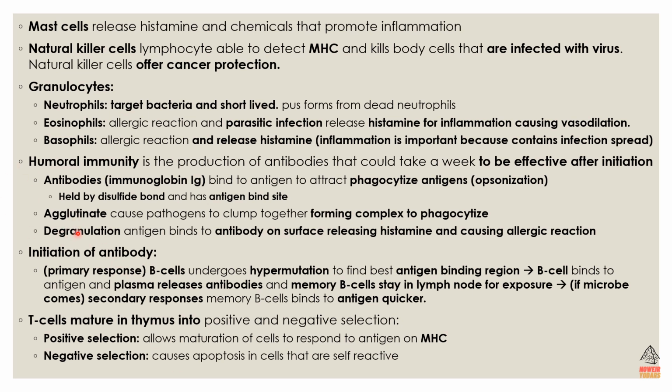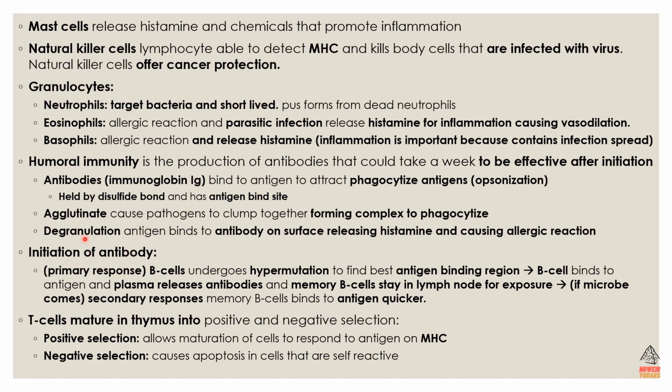Next, you have the agglutinin, which causes the pathogens to clump together, forming a complex to phagocytize. So did you see the eating process I drew earlier? For that to happen, next you have degranulation, and this is antigen binding to an antibody on the surface, and it releases histamine and causes allergic reaction. So degranulation is really significant in the inflammation process.